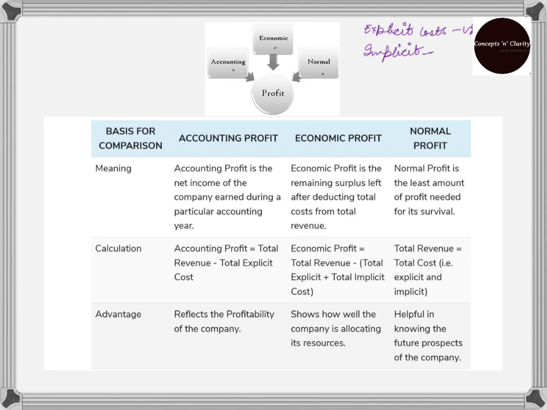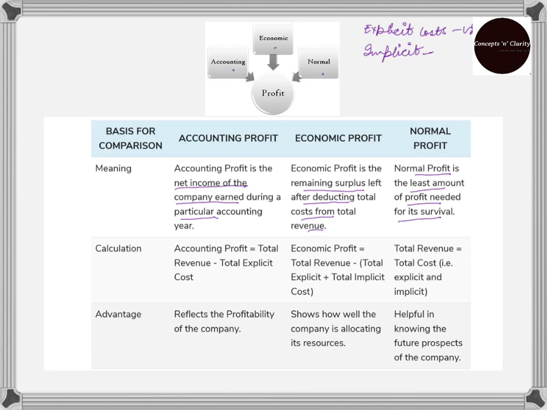Now let's have a look at this table. What is accounting profit? Accounting profit is defined as the net income of the company earned during a particular accounting year. And economic profit is defined as the remaining surplus left after deducting total cost from total revenue. And normal profit will be defined as the least amount of profit needed for its survival.